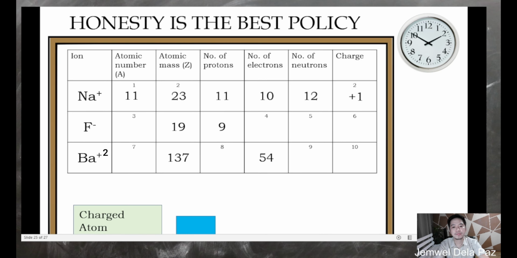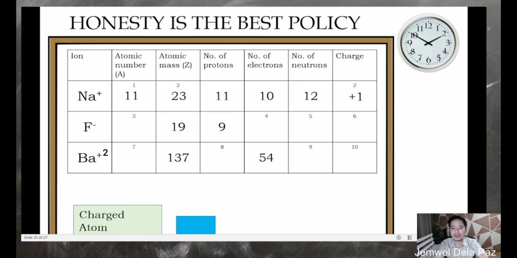Where did you get positive 1? First, you can find it in the notation. Na positive is equivalent to Na positive 1. Then if you take a closer look, the number of protons is more than the number of electrons by 1. Proton is positive, electron is negative. Since the number of protons is greater than electrons by 1, therefore the charge is positive 1.